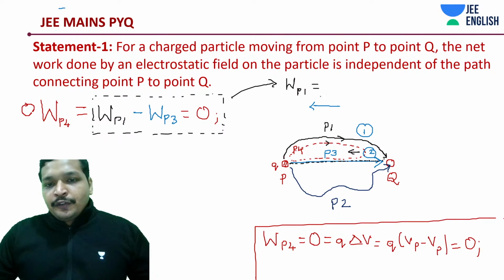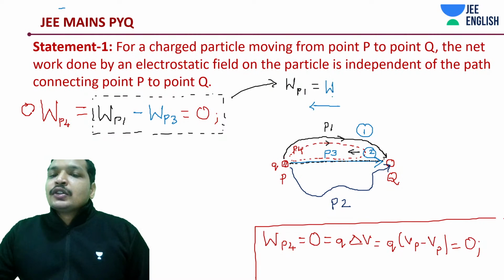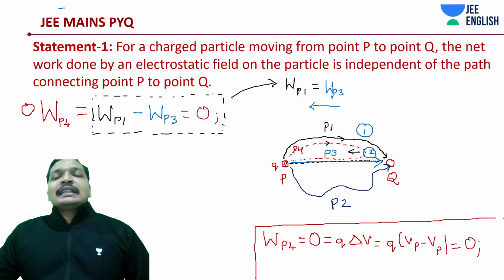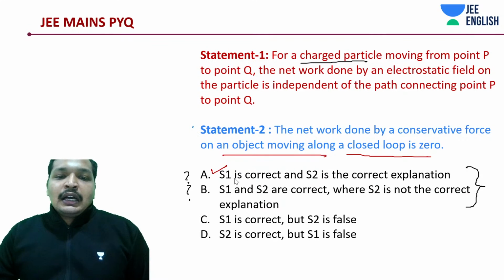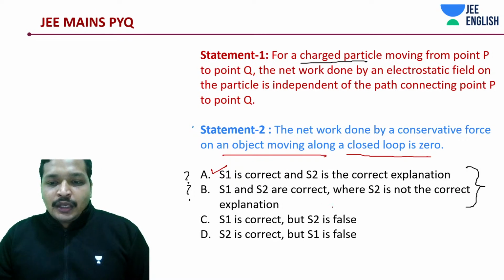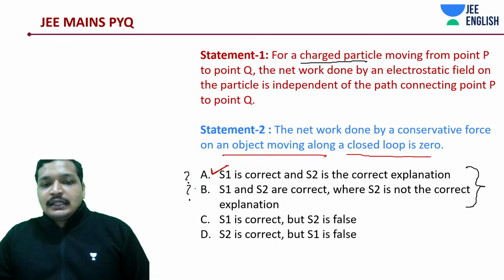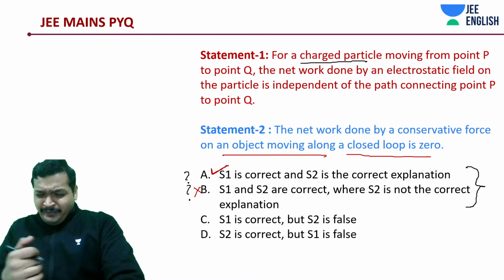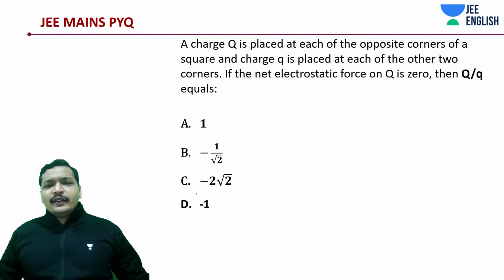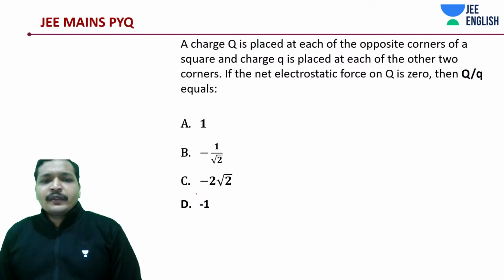This is all because of closed loop. So statement 1 is rather correct, not just B. It has proper reasoning. Okay, that is it. So statement B is not correct. Easy. Little conceptual. Now let's get into the next question.